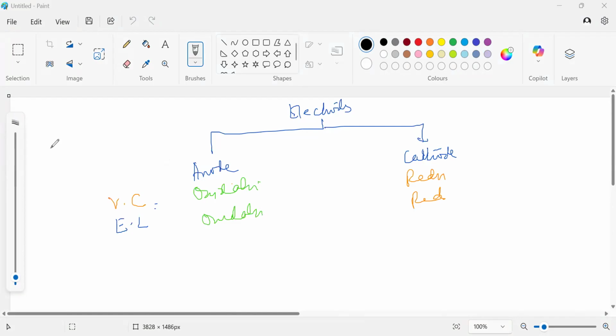So this is a very important point we are noting. Now we have to know the rhyme. The rhyme is what? Red cat, right? Is it clear?